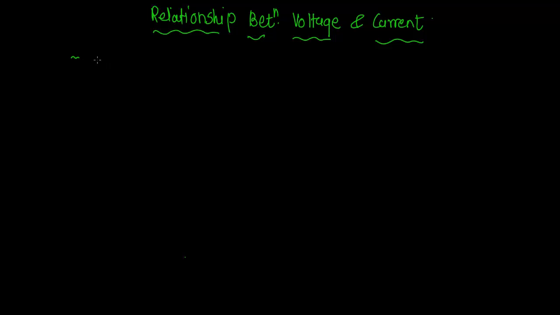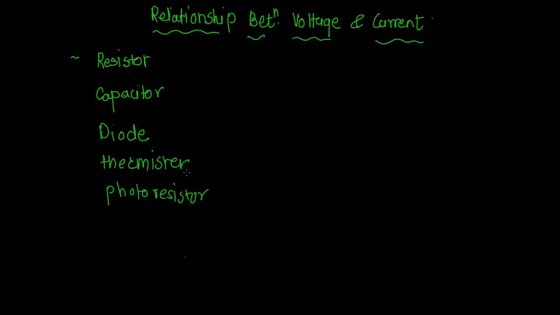It depends on what type of component we are using. So let's take a look at 3 to 4 different types of devices or components. The first is the resistor, then we will see the capacitor, the diode, the thermistor, and then the photoresistor. Let's talk about these 5 components.